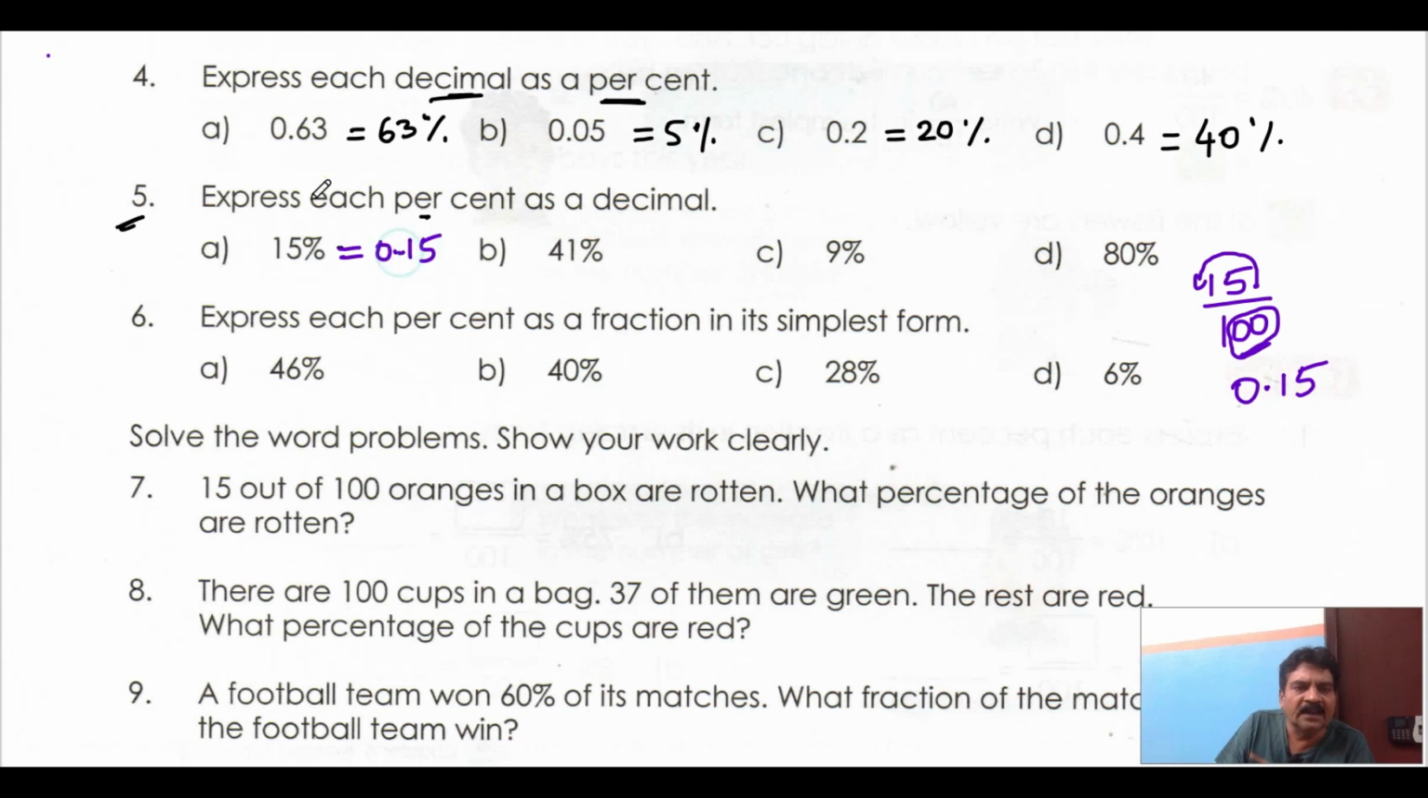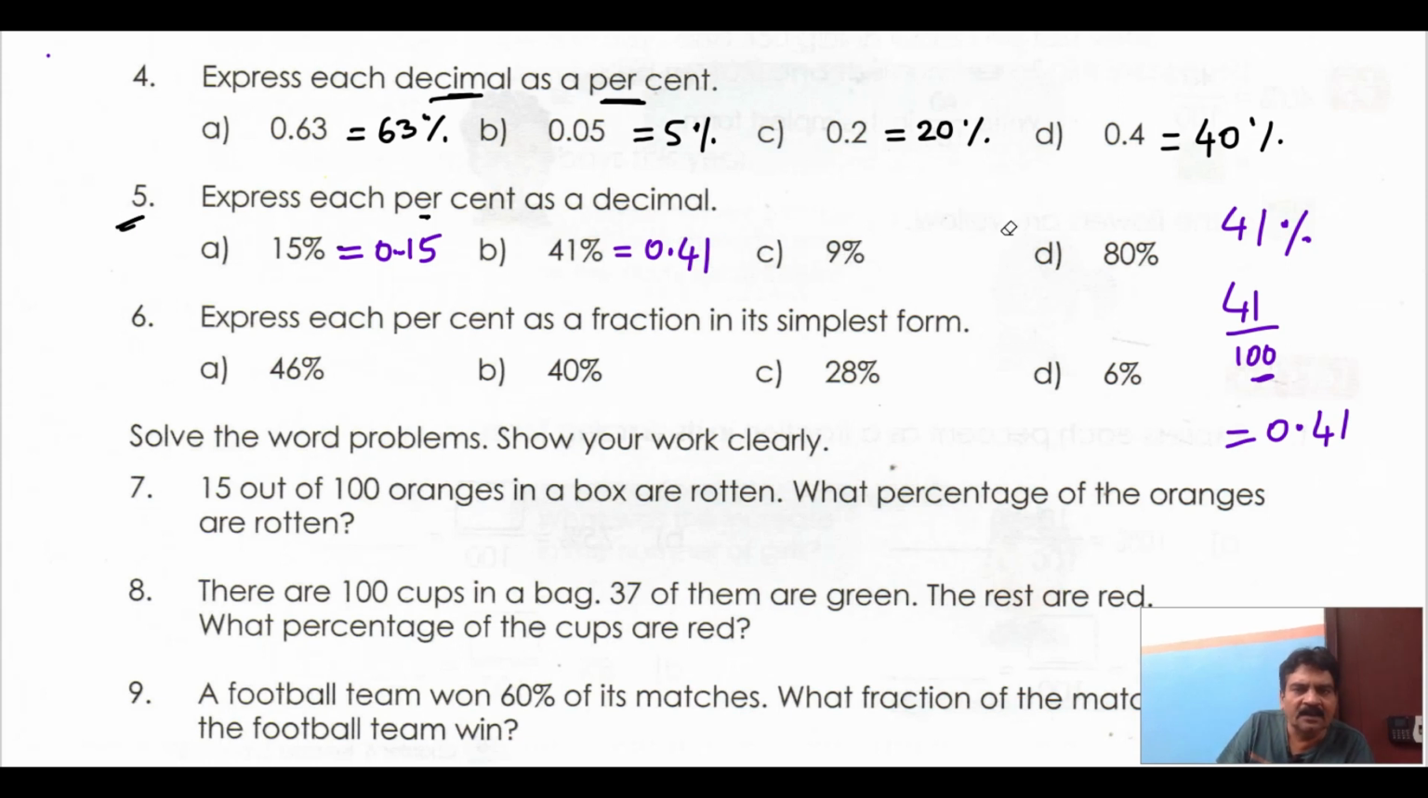So the decimal value for 15% is 0.15. In the same way, if you consider 41%, then you have to write down each step like this. 41% means 41 out of 100. Two zeros are there in the denominator, means you have to place the decimal before two numbers. It becomes 0.41. So the answer for this is 0.41.